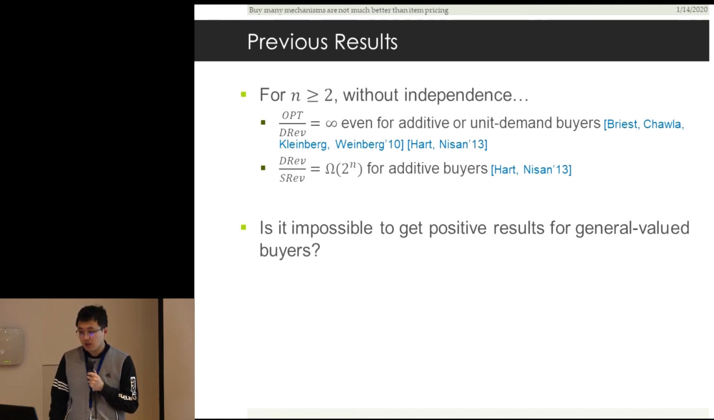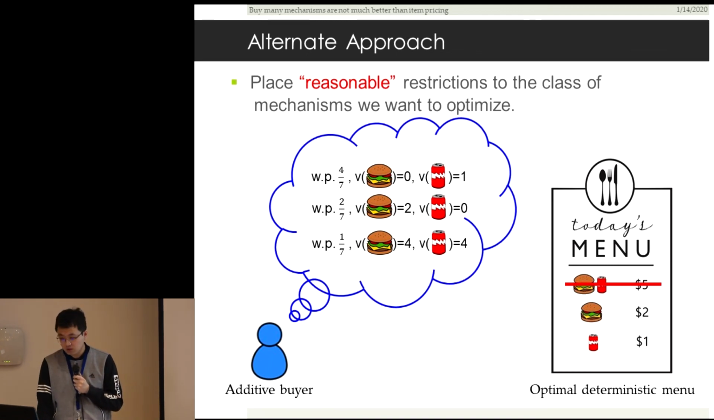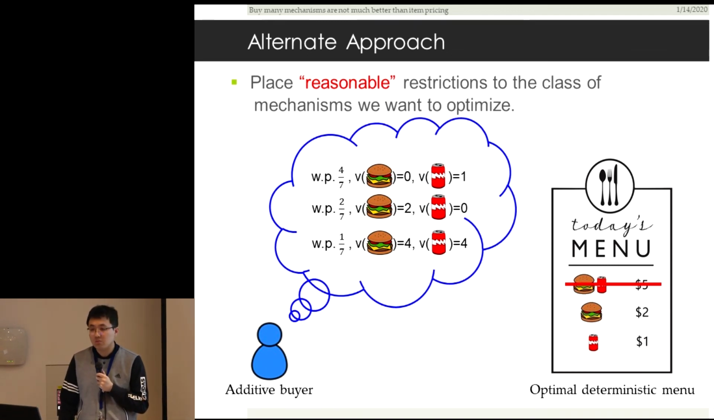In this talk, I would like to propose an alternate approach, a different benchmark rather than the arbitrary optimal mechanism. We want to place some reasonable restrictions on the class of mechanisms that we want to optimize. So what do we mean by reasonable? Let's see this motivating example.